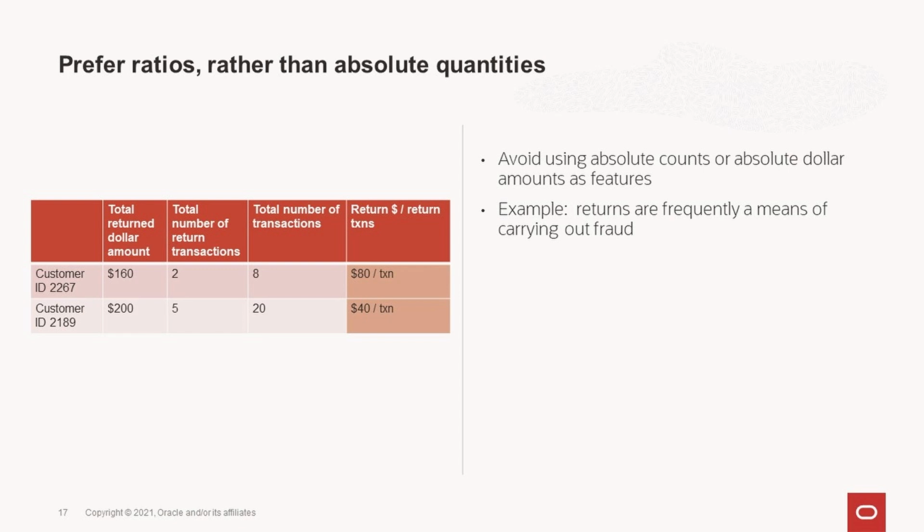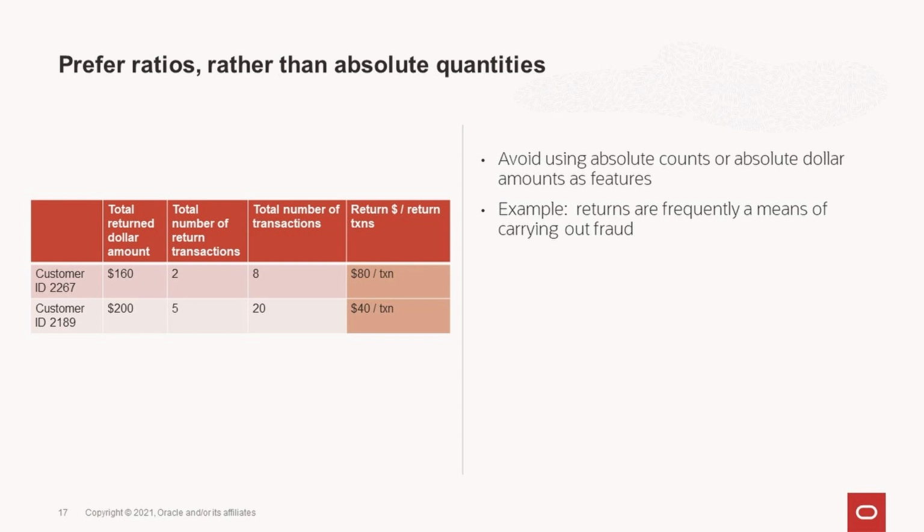So here are two small examples. This customer has a higher total return dollar amount. At this snapshot in time, this customer has returned $200 worth of stuff, say, whereas this customer, 2267, has only returned $160 worth of stuff. But the only reason customer 2139 stands out a little more is simply because this customer has shopped more frequently, has a higher total number of transactions, and so that led to a higher number of return transactions.